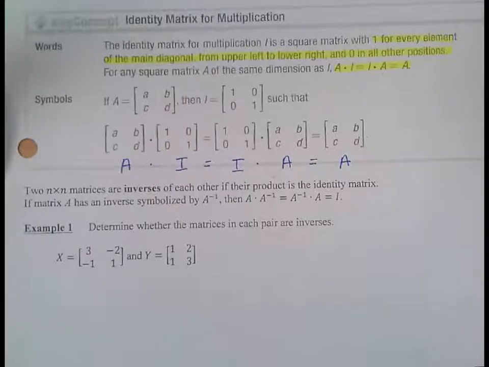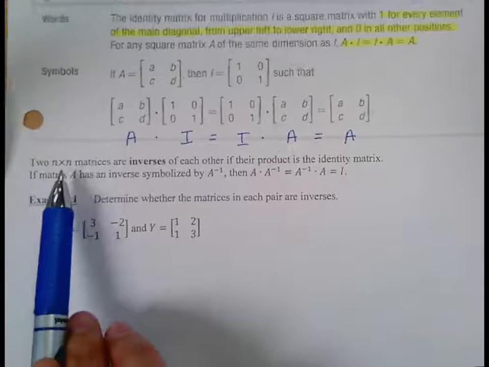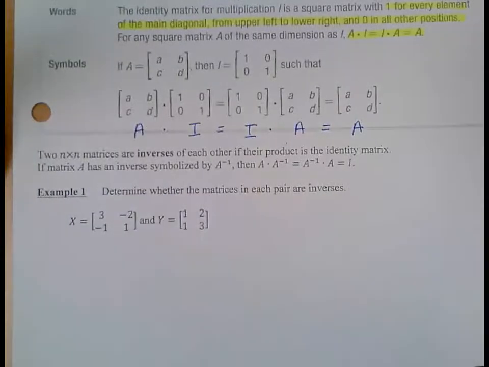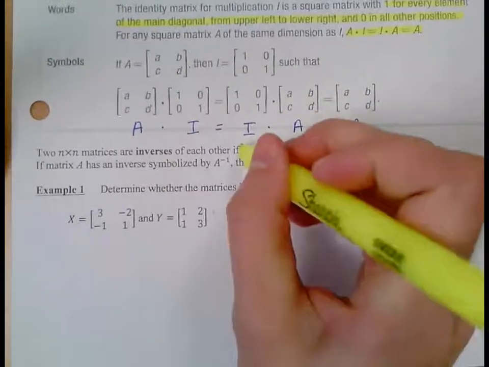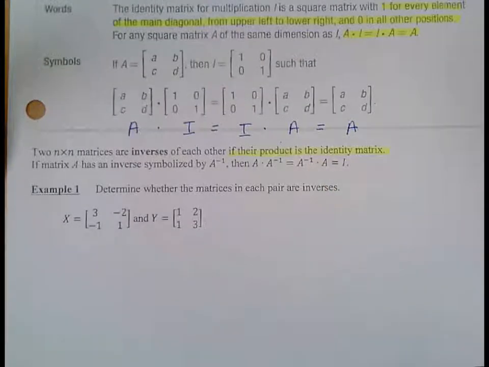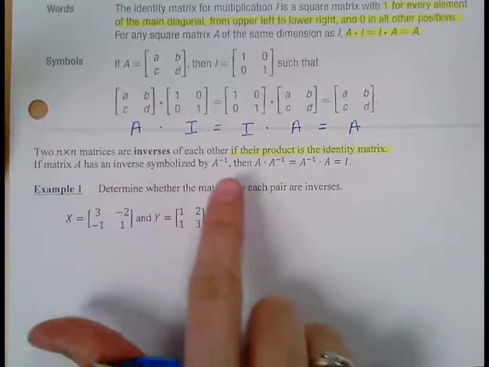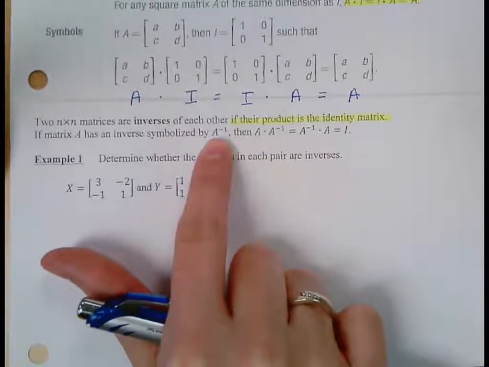So we are going to be going through in the first couple of examples determining if the two matrices we are given are inverses. And this is how you determine that. So two n by n matrices are inverses of each other if their product is the identity matrix. So if you multiply two matrices together and you get the matrix I, or the identity matrix, then they are inverses.